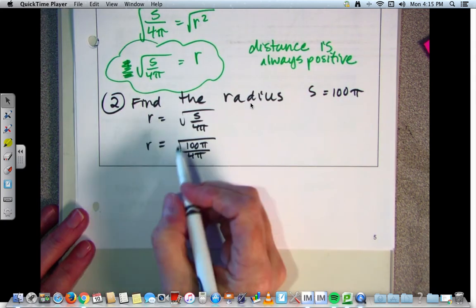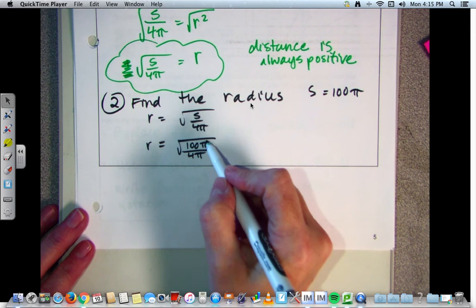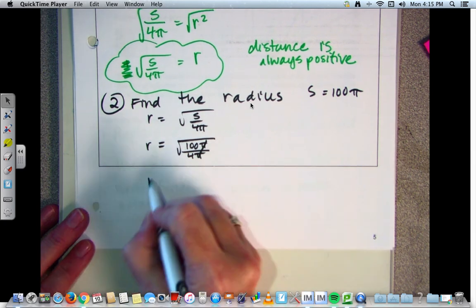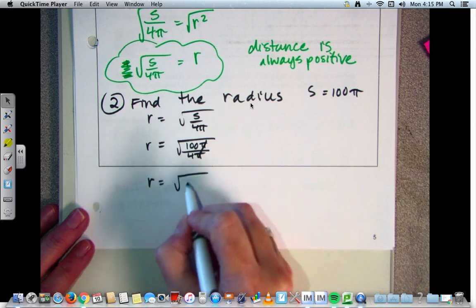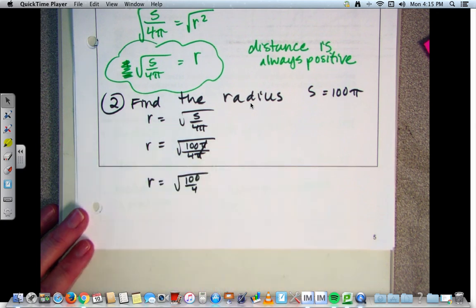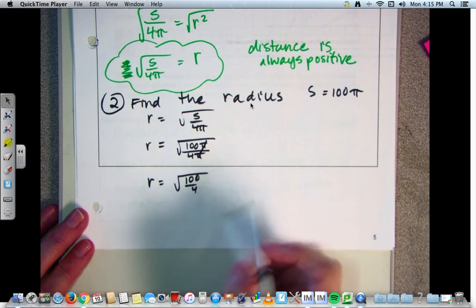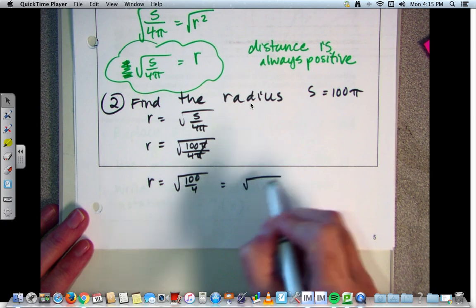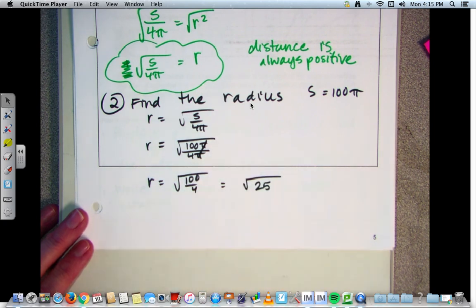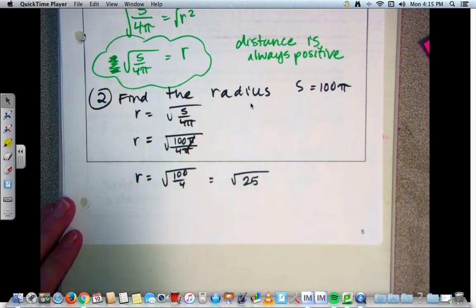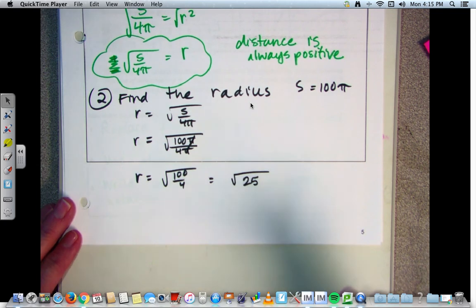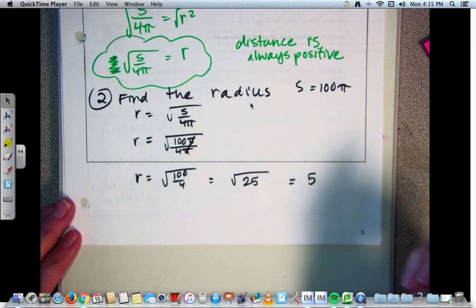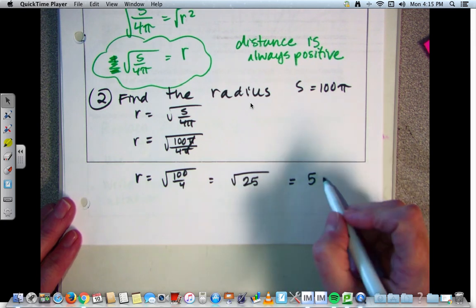We can start simplifying. Pi over pi cancels, reduces to 1. So now I have r equals the square root of 100 over 4. 100 over 4 is equal to 25. So now r is equal to the square root of 25. We are only looking for positive measurement, so this is equal to 5. And our units are feet.